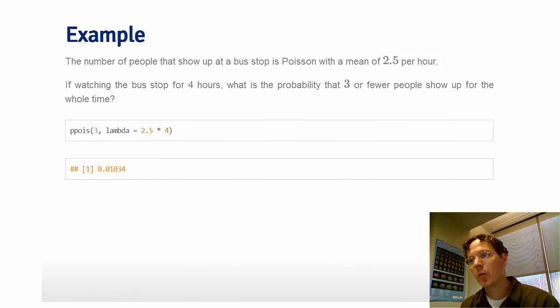So imagine if the number of people that show up to a bus stop is Poisson with a mean of 2.5 people per hour. We watch the bus stop for 4 hours. What's the probability that three or fewer people show up the whole time? So that's just the Poisson probability of 3, 2, 1, and 0. And the rate we want at this point is not 2.5, because it's 2.5 events per hour, but we watched it for 4 hours, so we want to put in a rate of 2.5 times 4, and here we get the probability of 1%.